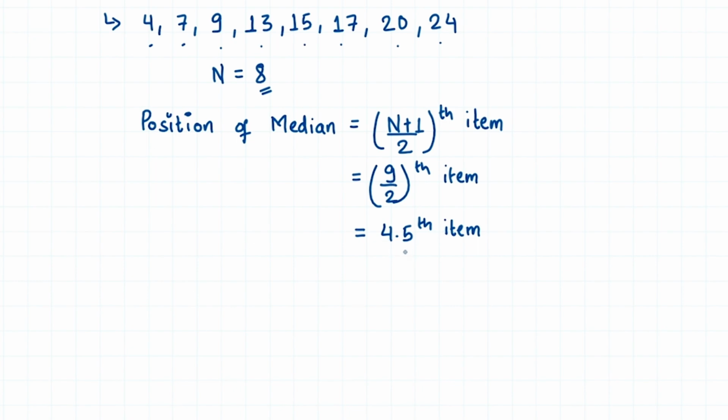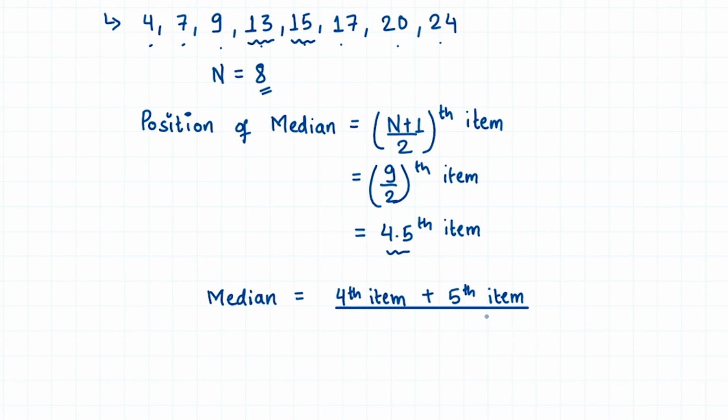Now, how do we find the median if our position of median is in points, right? In this case, what we're going to do is we're going to find the average of the 4th and the 5th item, okay? So our 4th item is this 13 over here, right? And our 5th item is this 15. So we are going to find the average of this 4th and 5th item to find the median, okay? So our median is going to be equal to 4th item plus 5th item divided by 2.